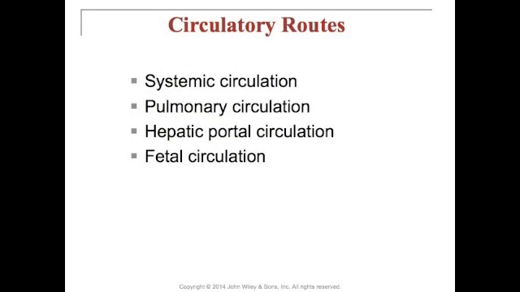So we have 4 types of circulation that we'll discuss, and that's the systemic circulation, the pulmonary circulation, the hepatic portal circulation, and the fetal circulation. The systemic circulation includes all arteries and arterioles that carry oxygenated blood from the left ventricle to the systemic capillaries, plus the veins and venules that return the deoxygenated blood to the right atrium after flowing through the body organs.